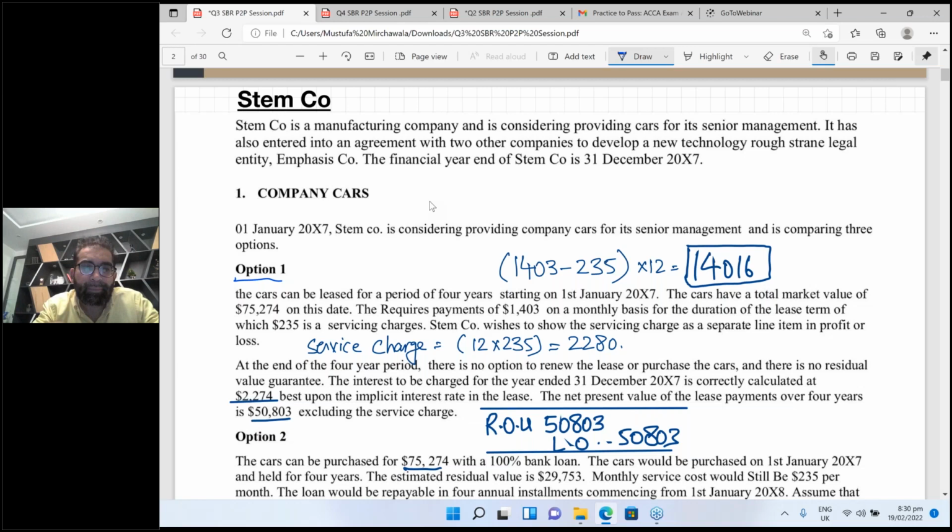Now start reading it. The cars can be leased for a period of 4 years starting on 1st January X7. So it's a finance lease. The cars have a total market value of 75,274 on this date. Irrelevant, leave it.